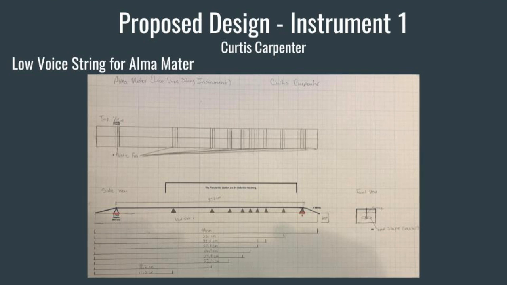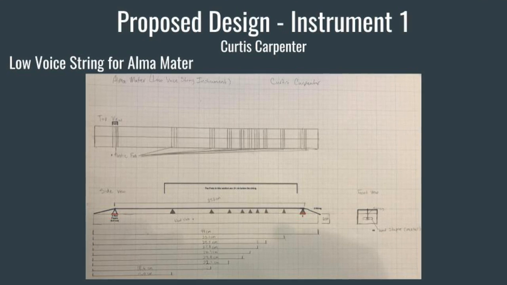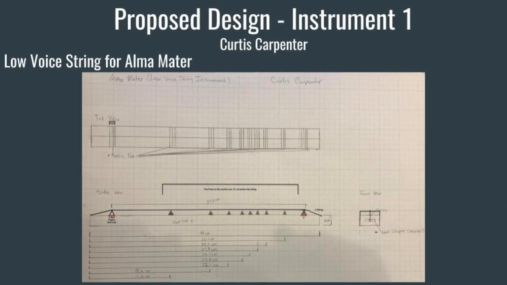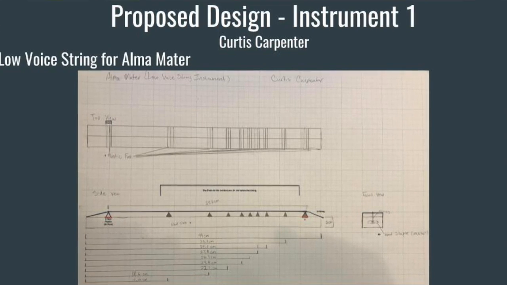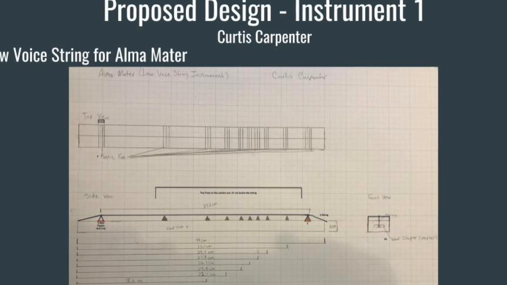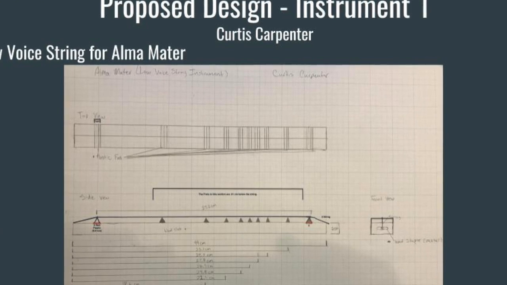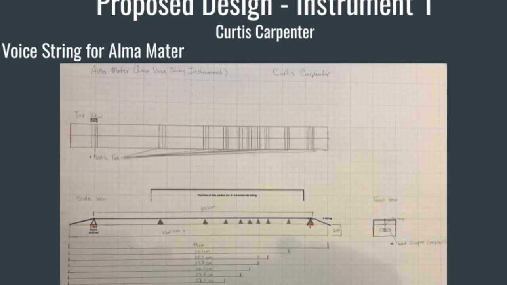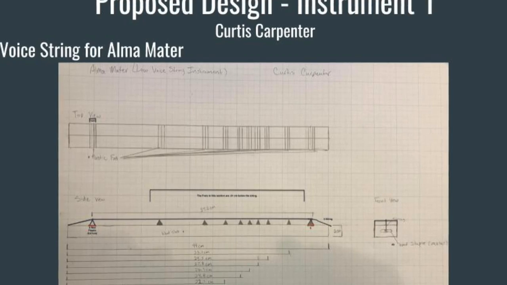And then this is my drawing of instrument number 1, which is low voice for string for the Alma Mater. As you can see here, I've got a 2 centimeter tall oak slab. I've indicated the measurements on that oak slab, where we're going to be spacing and putting frets, pressing plastic frets to where we can adjust the length of the string on the go.